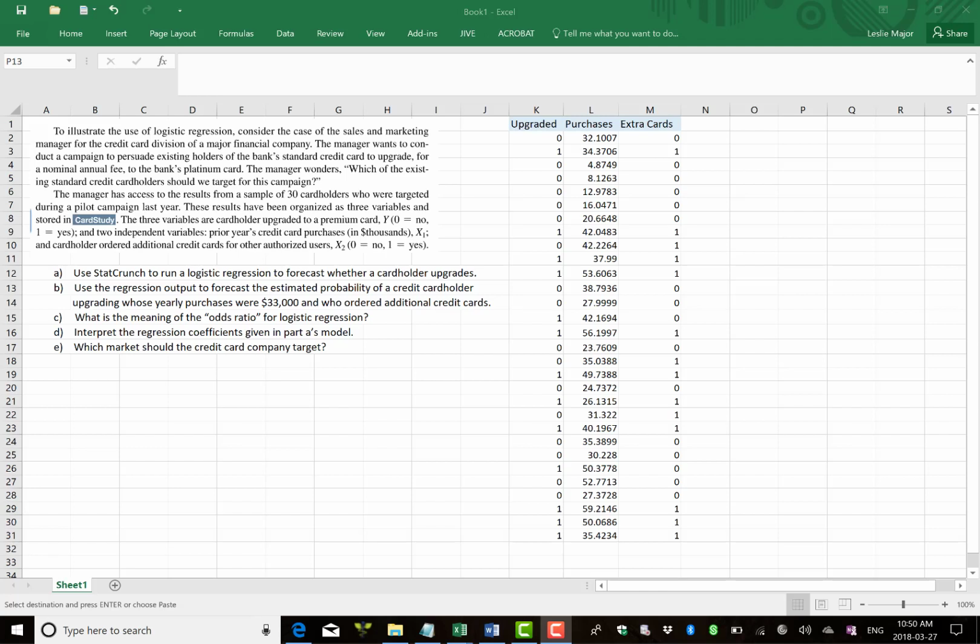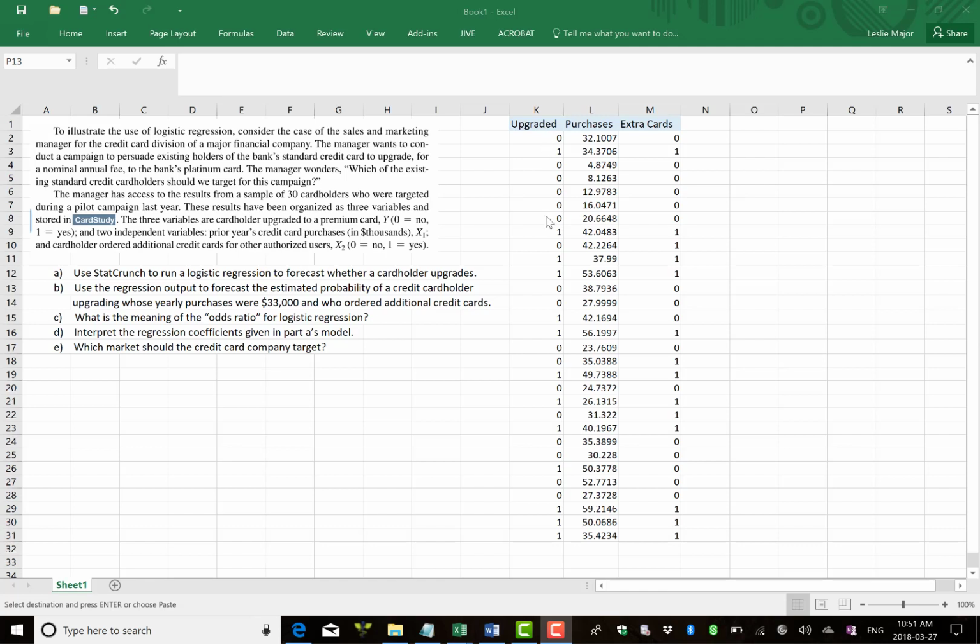In this video, I'm going to show you how to run logistic regression using StatCrunch and then interpret your results. So the example we're going to use is the one on the left here. We're going to consider marketing for a credit card division, and they're going to try to decide who to target. They're trying to get people to upgrade to their platinum card. They sample 30 cardholders, and they see whether these cardholders upgrade or not to the platinum card.